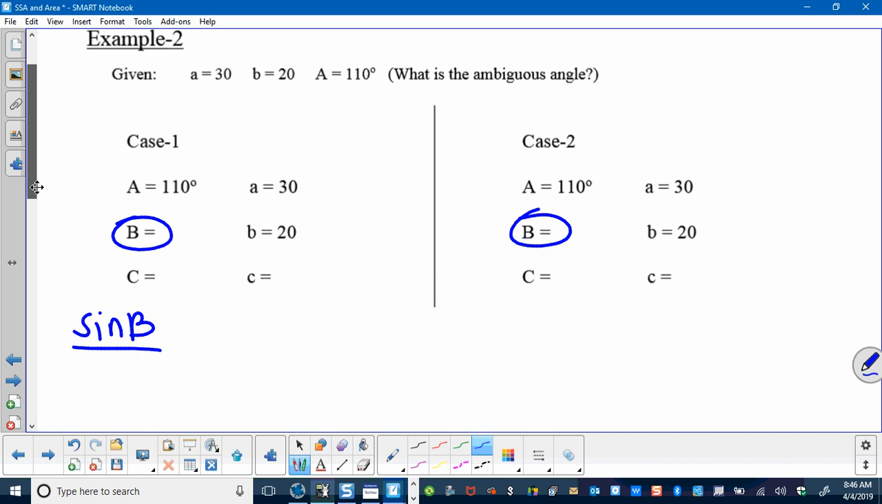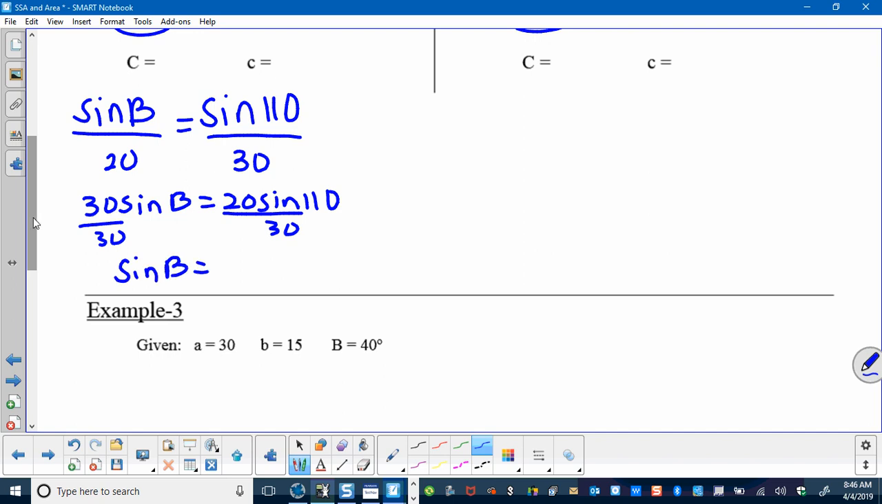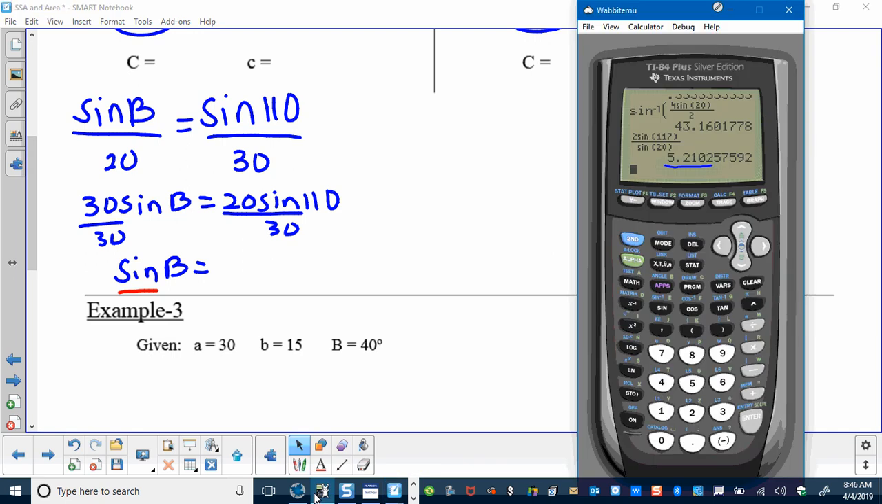measure of angle B, so I'm going to use sine B over 20 is equal to, I need matching people, so I'm going to use A's, sine 110 over 30. We cross multiply, we get 30 sine B equals 20 sine 110. Divide by 30, divide by 30, with sine B equals that fraction. Okay, I actually don't want to find sine of B. I want to find the measure of angle B. So when I have the word sine left over, I'm going to go to my calculator and I'm going to type the inverse to get the angle.